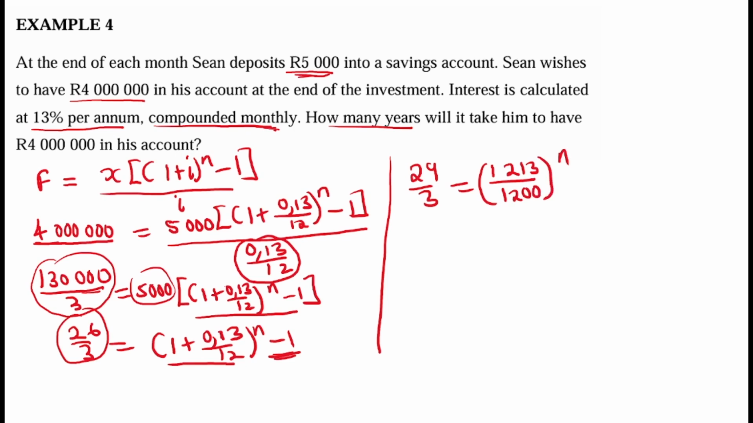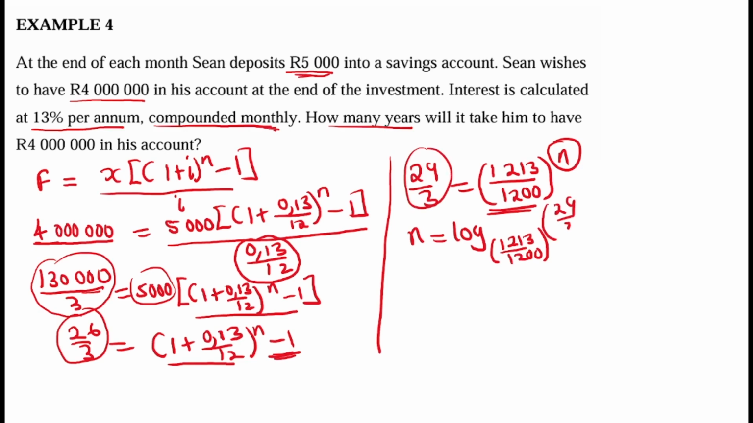Now we can change this from exponential to logarithmic form. Remember, when you're changing from exponential to logarithmic form, the exponent is the subject. So n is equal to log. This is the base and this is the exponent. So our base becomes 1,213 over 1,200, and then our number, the argument, you put here, 29 over 3.